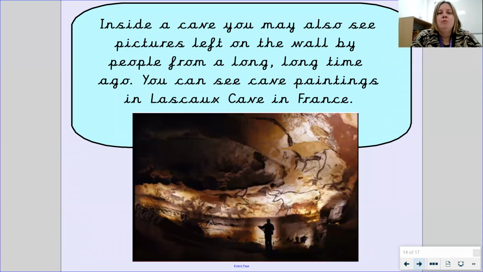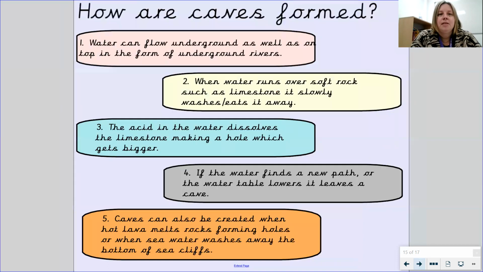Inside a cave, you may also see pictures left on a wall by people from long ago. You can see cave paintings in the Lascaux cave in France. If you look very carefully at this picture, you can see paintings on the cave walls. And if you remember our lesson from prehistory, this helps us to learn what life was like in the past.